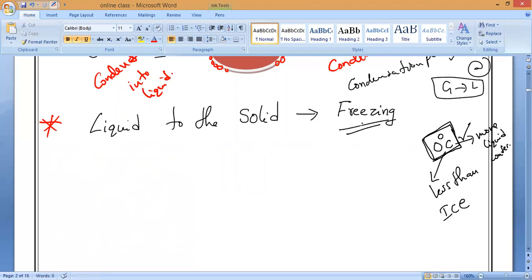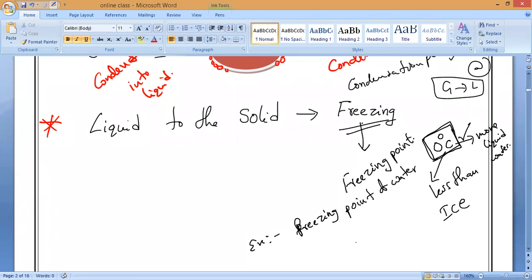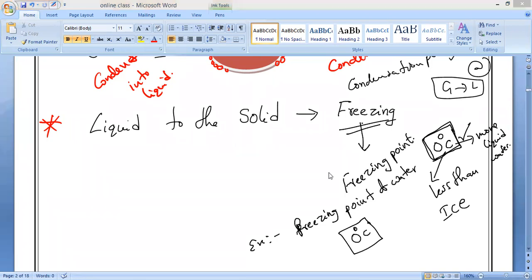Now, freezing. What is the freezing point? At a particular temperature where a substance will freeze is called the freezing point. Now you tell me, what is the freezing point of water? How much, guys? 0 degrees Celsius. The freezing point of water is 0 degrees Celsius. Understand? That is what you have to remember.